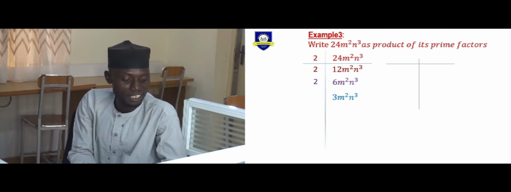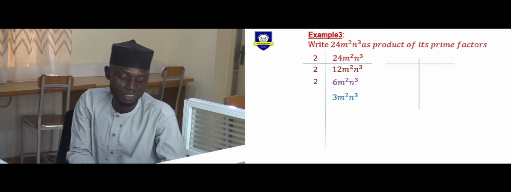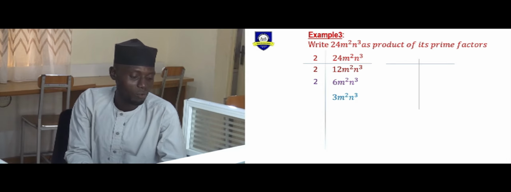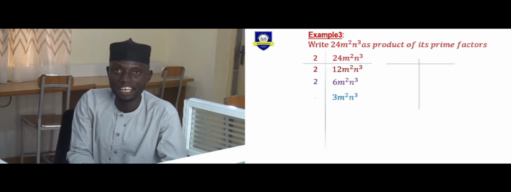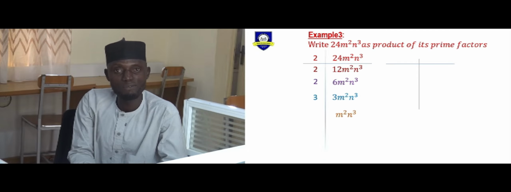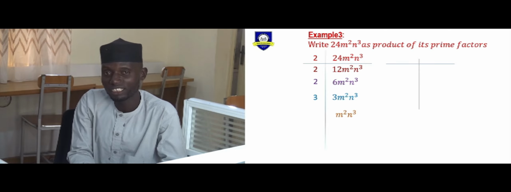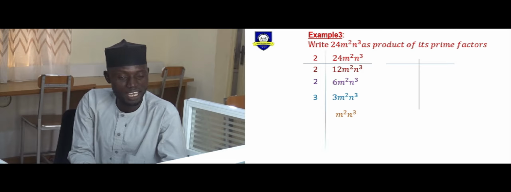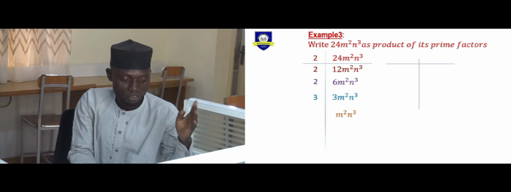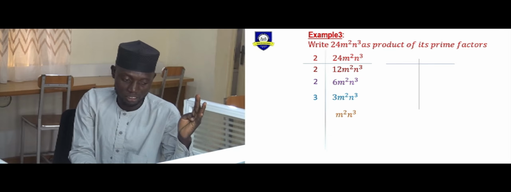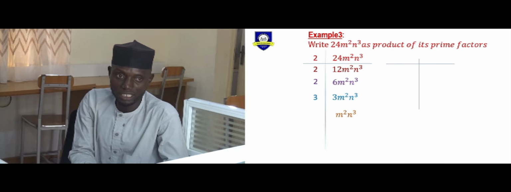So we divide 3 by itself, which gives 1. So 1 multiplied by m square NQ gives us m square NQ. Remember, when you have 1 in this situation, you don't write it, because 1 times m square NQ remains m square NQ. So it's the same as not writing it. So m square NQ. Now our constant has been exhausted to 1.